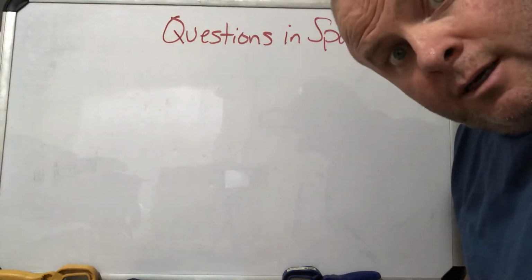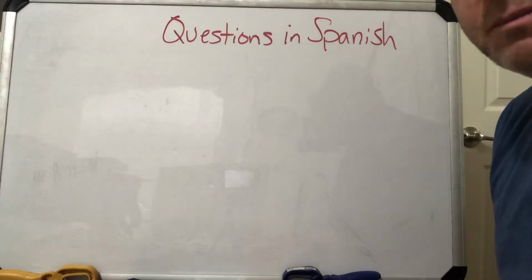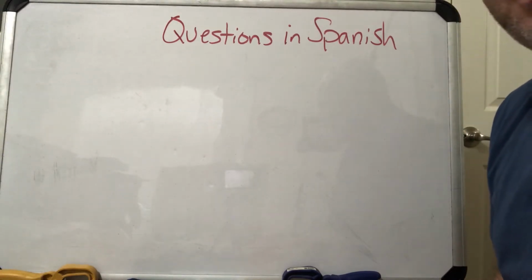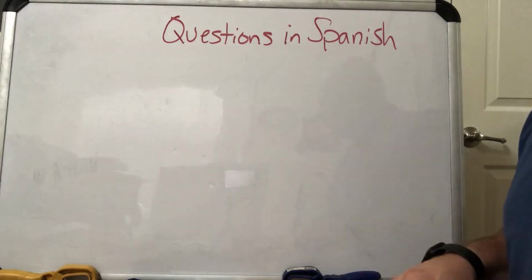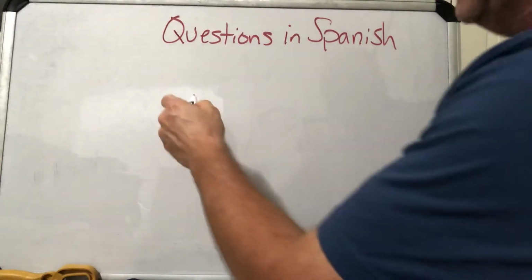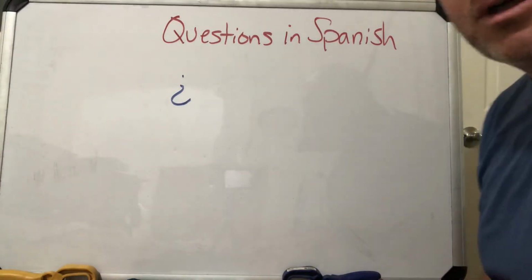Hey muchachos, this video we're going to talk about the difference between questions in Spanish and questions in English. And the similarities too, there's a lot of similarities. So the first thing you'll notice when you see a question in Spanish is it has an upside down question mark, okay, at the beginning. That's how it starts out.